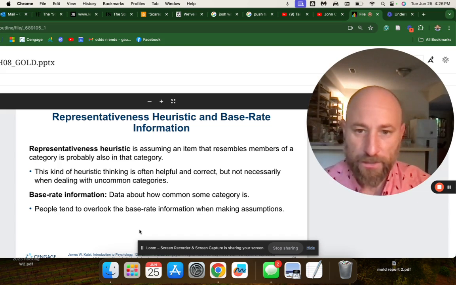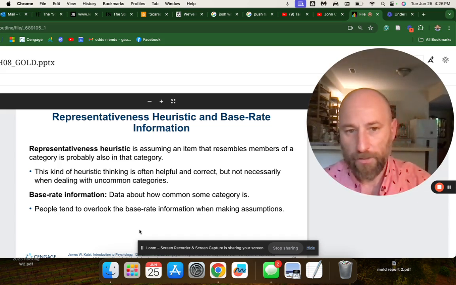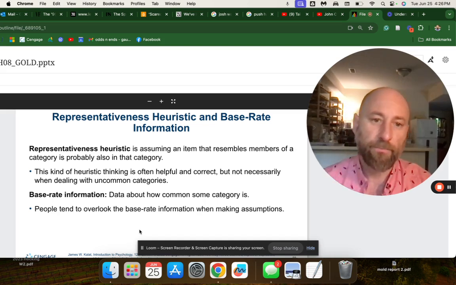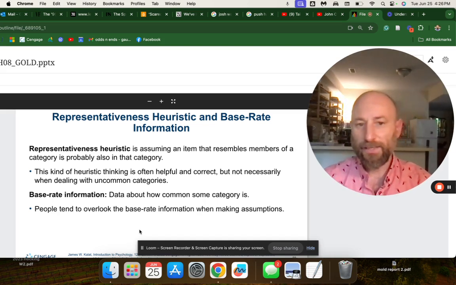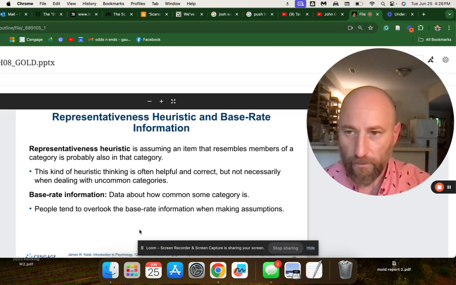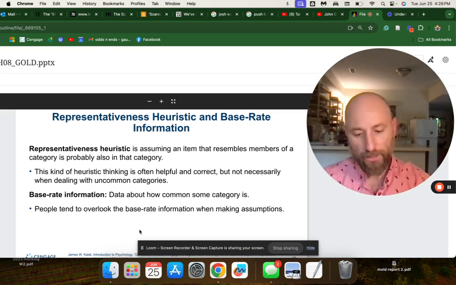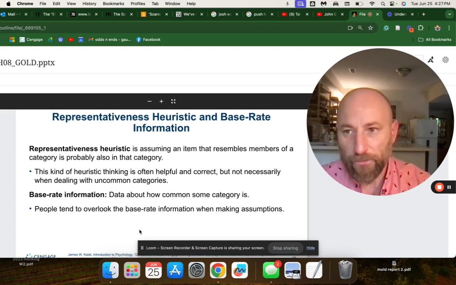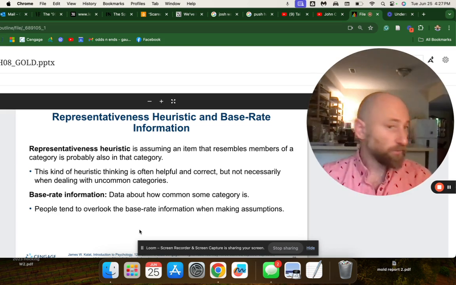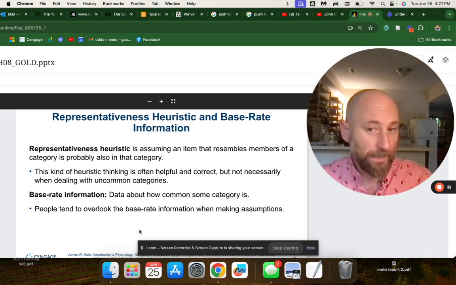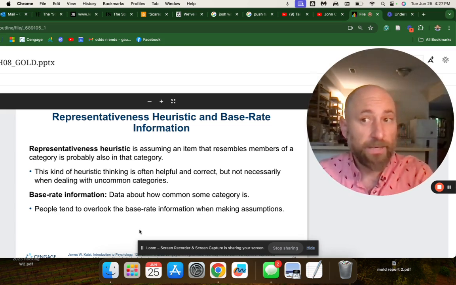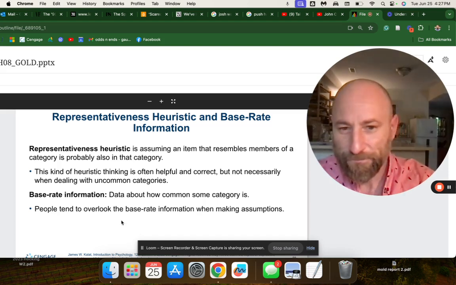Base rate information is data about how common some category is. People tend to overlook the base rate information when making assumptions. So say you see a cat in the woods and it's big, but you don't get a good look at it. And you're like, well, I think that was a bobcat. Now, the reality is most likely it was a house cat because there are a lot more house cats than bobcats. But people tend to overlook the fact that there are not many bobcats and lots of house cats in Ohio.